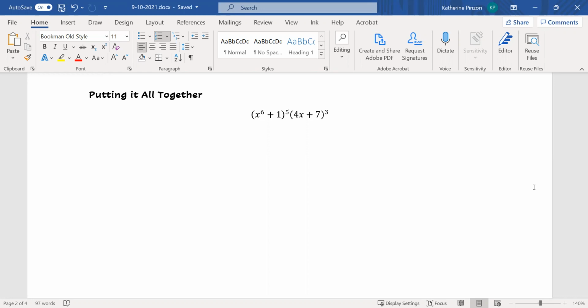So I have two functions, x to the 6 plus 1 all raised to the 5th, and 4x plus 7 all raised to the 3rd. Those two functions are multiplied together. To take the derivative of this guy, what do I need? I need a chain rule. What else do I need? A product rule. I need a product rule to take the derivative of this guy.